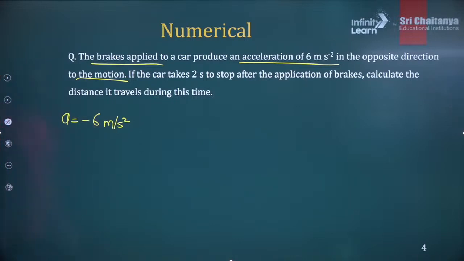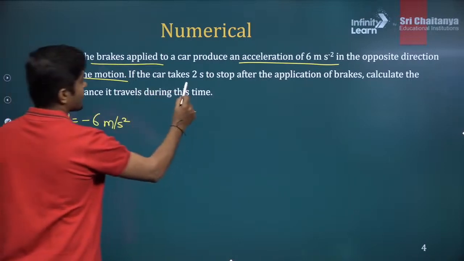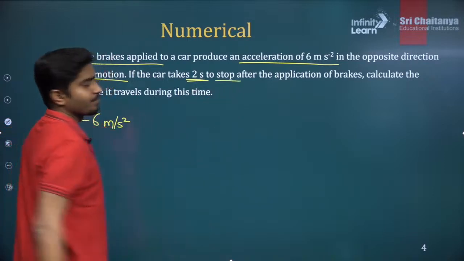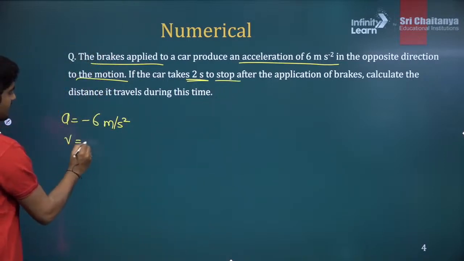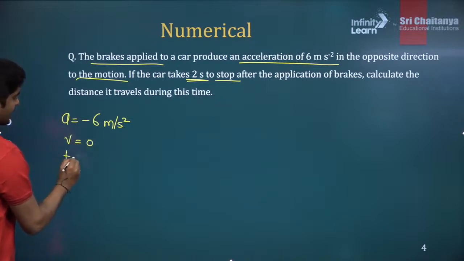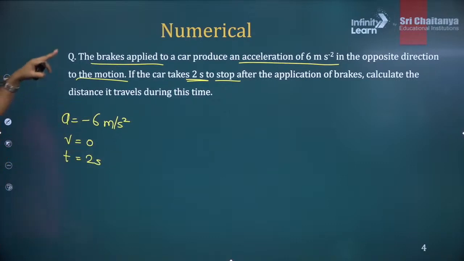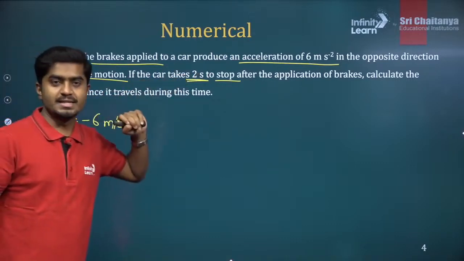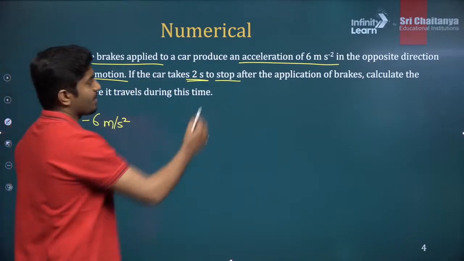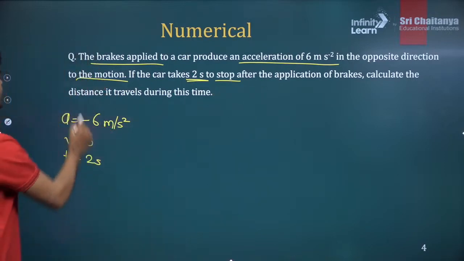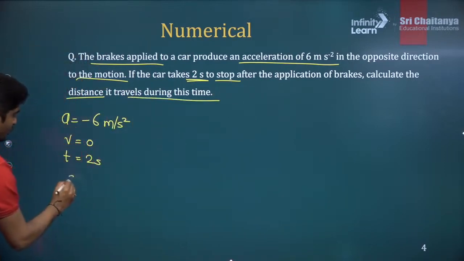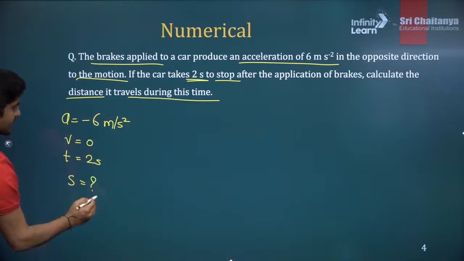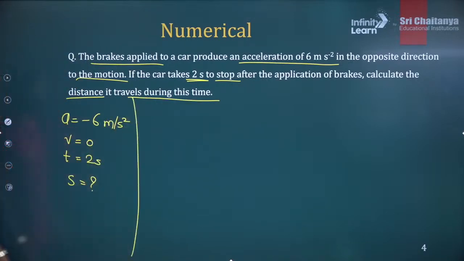Now if the car takes 2 seconds to stop, what will happen? The final velocity of the car is 0 and time taken is 2 seconds. So the car is going to stop after 2 seconds after application of the brake. Calculate the distance it travels during this time.